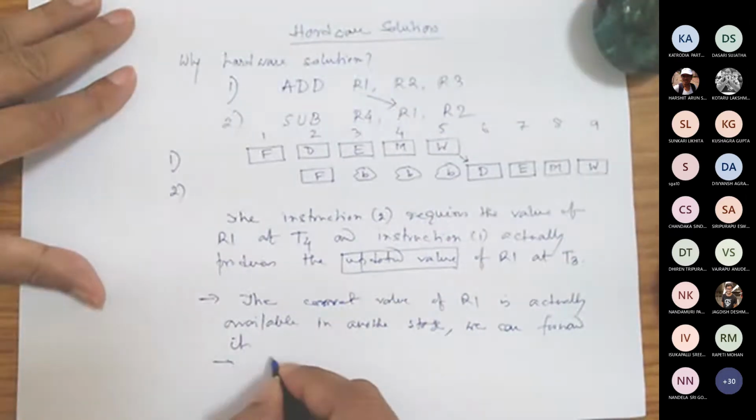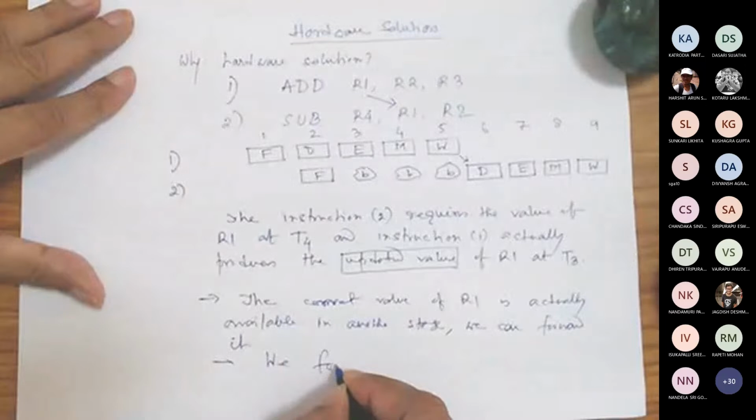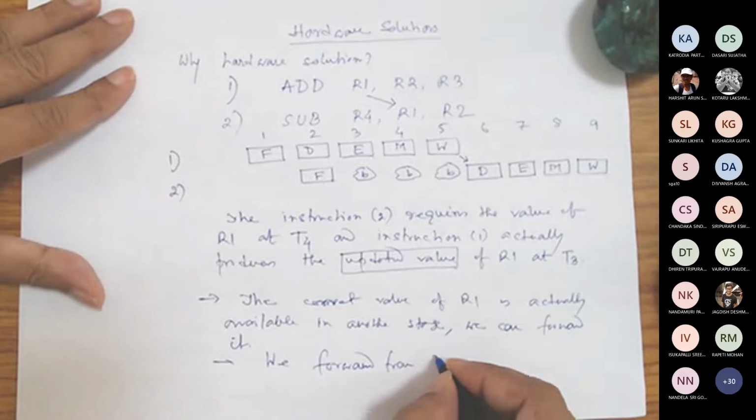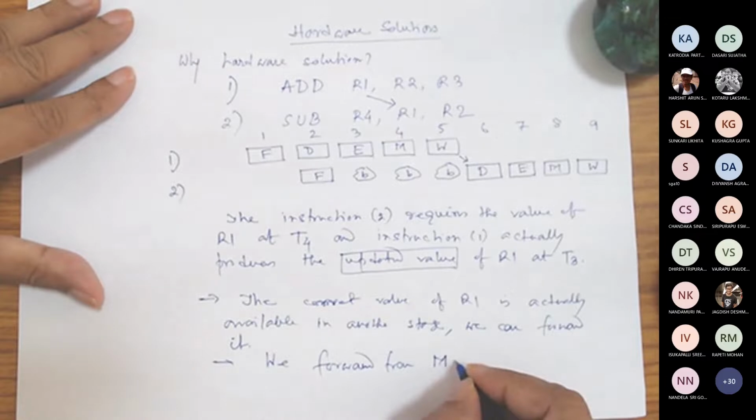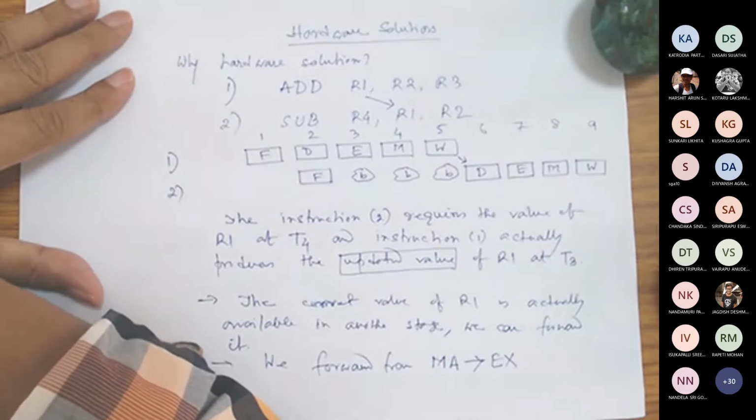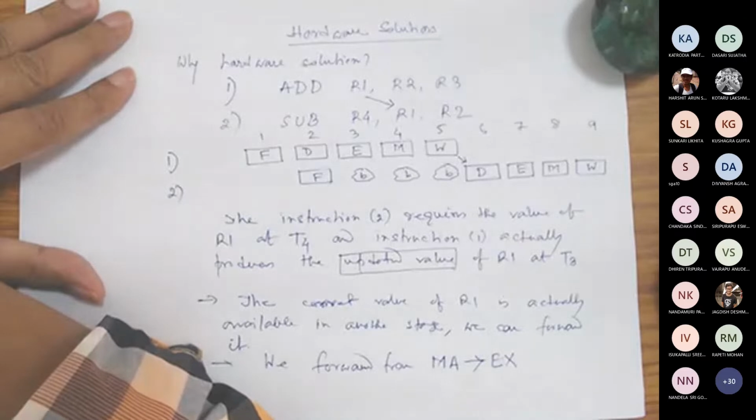So what can we do? We forward from the memory access to the execute stage. So forwarding in cycle 4 from instruction 1 to instruction 2. That's it.